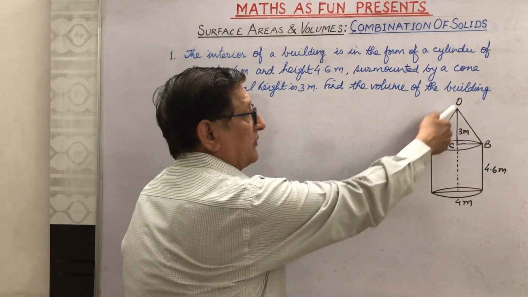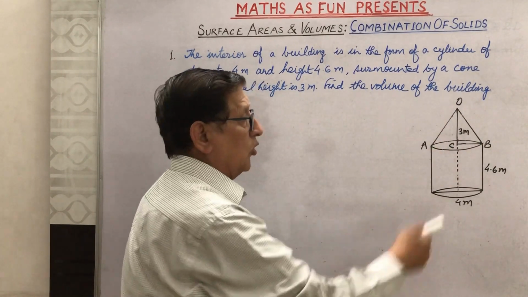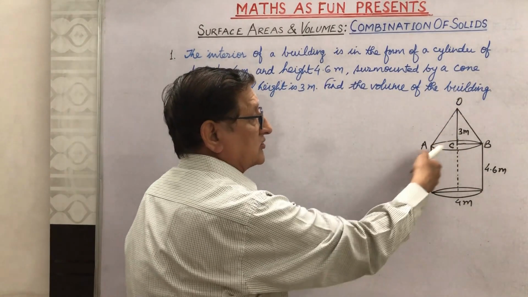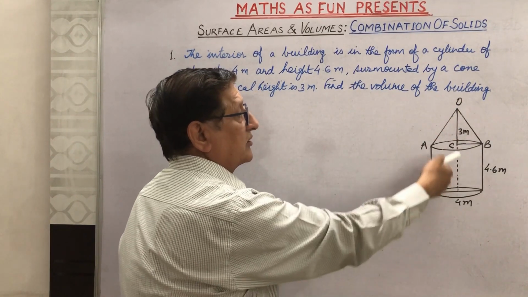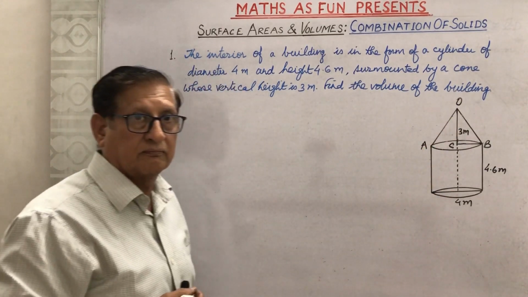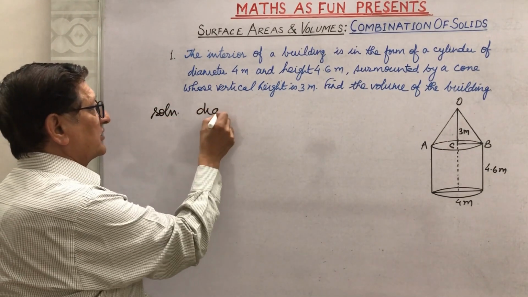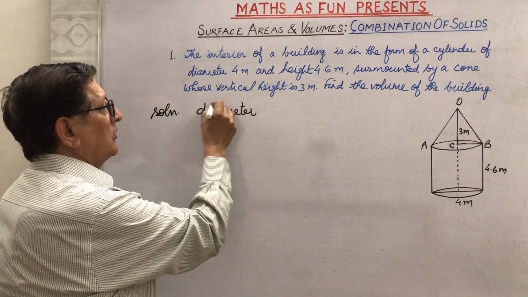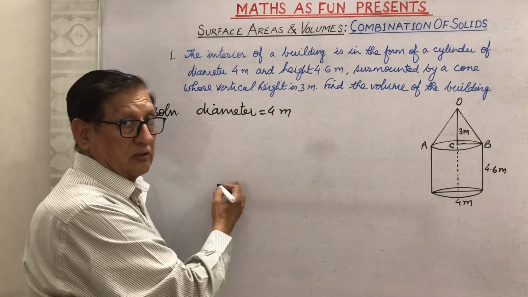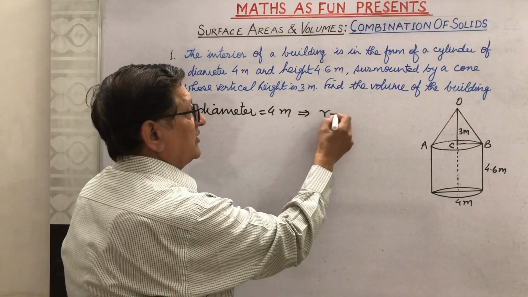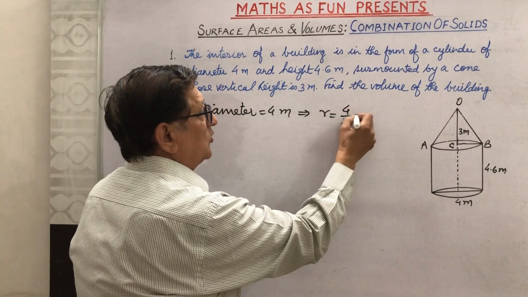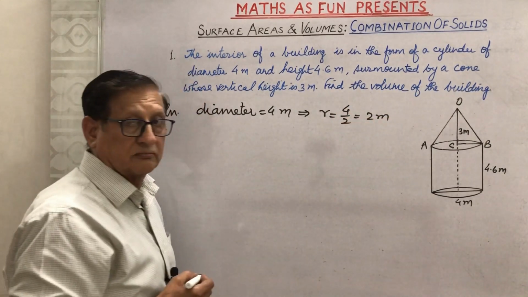It is surmounted by a cone whose height is 3 meters, and since it is surmounted by this, the diameter of both has to be the same. So for the solution of such a problem, we write the diameter equal to 4 meters. It means the radius R is 4 by 2, that is 2 meters.